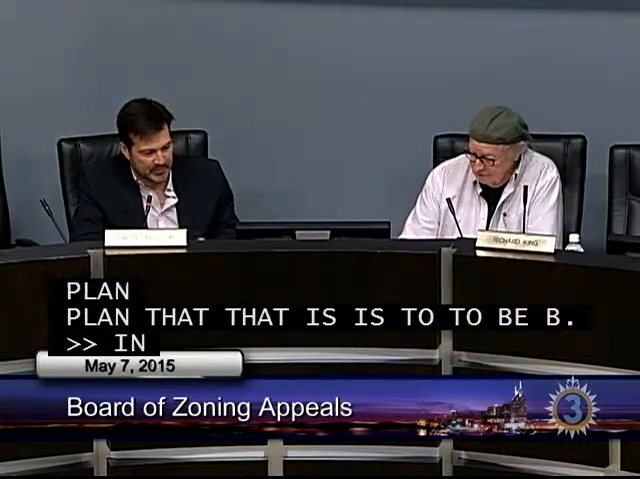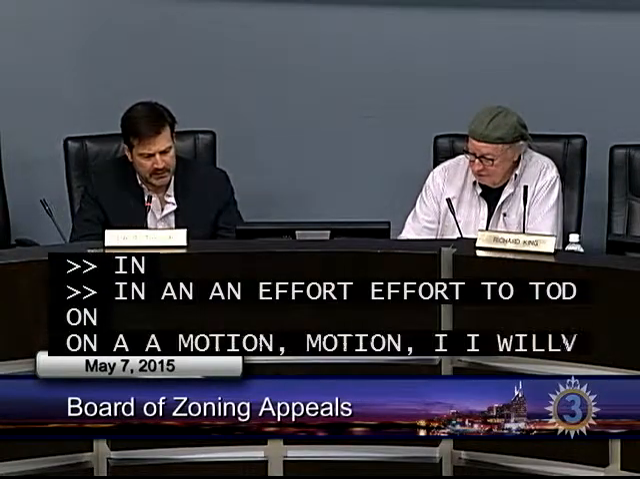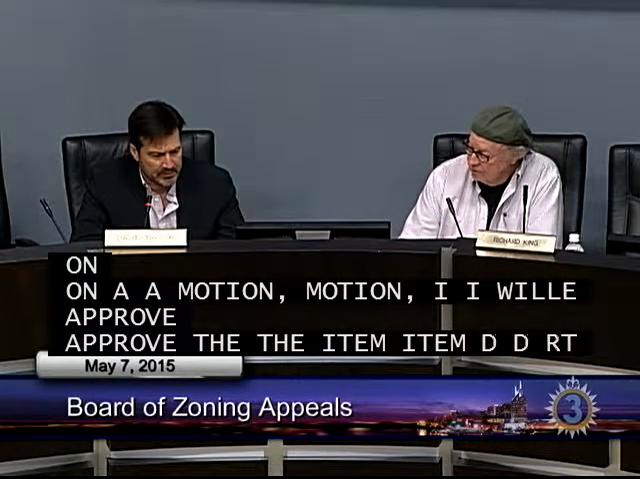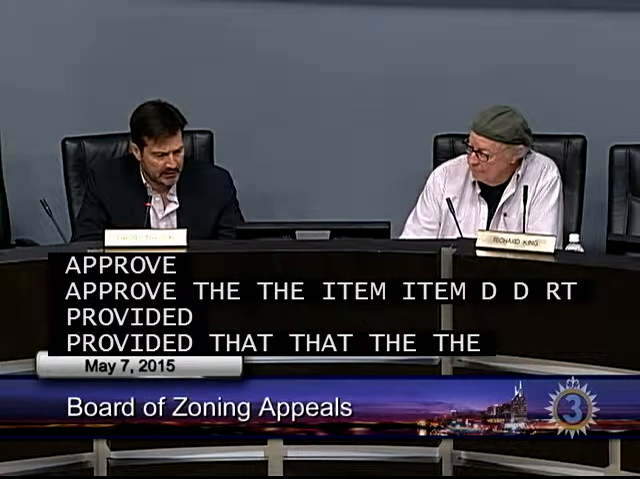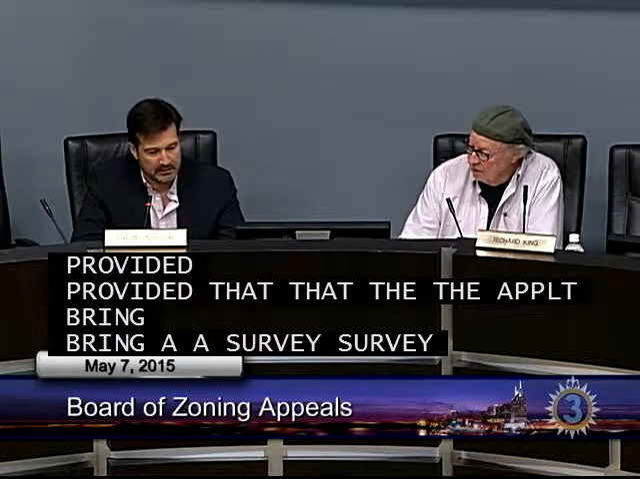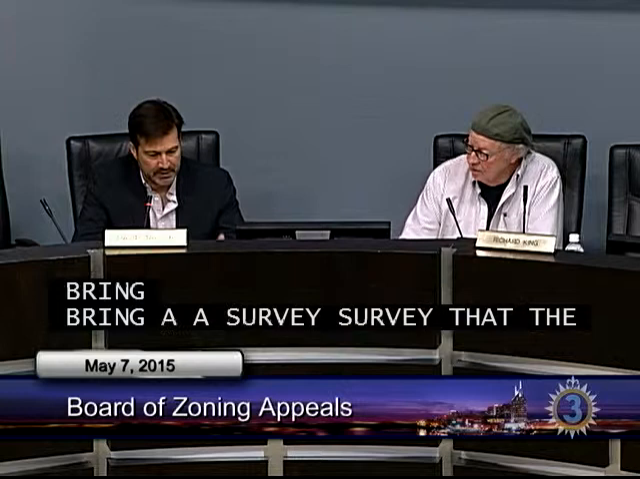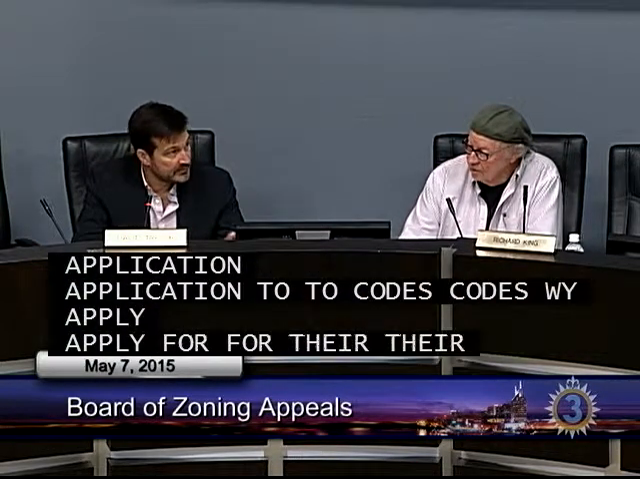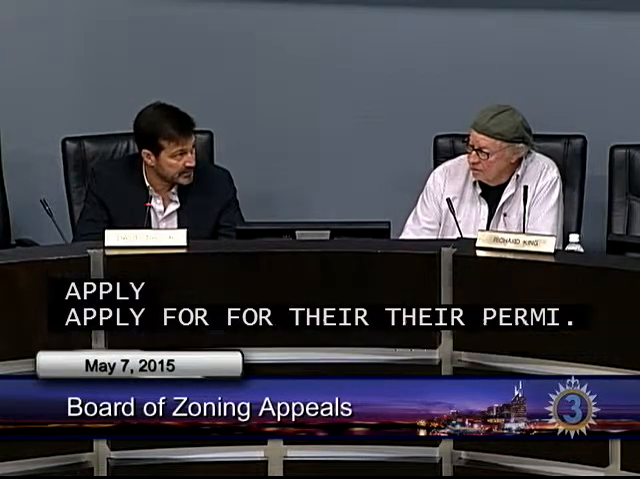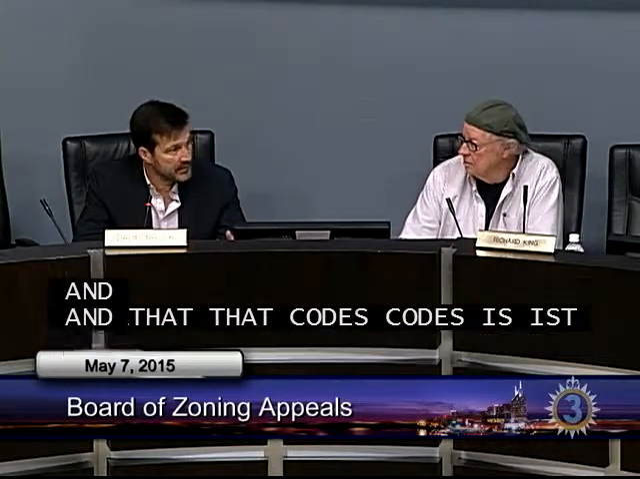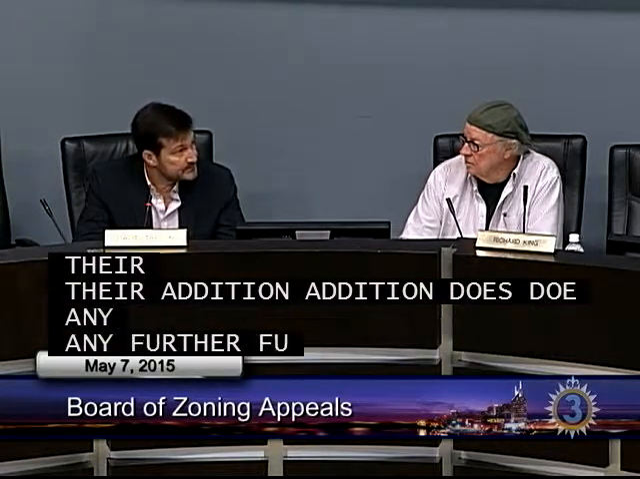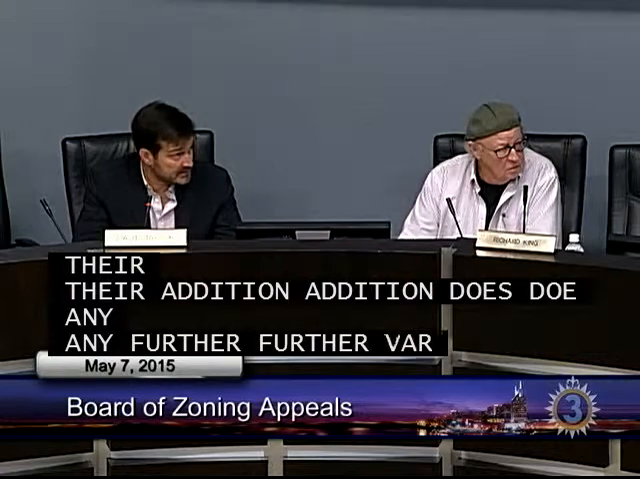In an effort to get a second on a motion, I will move that we approve the item D request, provided that the applicant bring a survey that they have conducted as part of their application to codes when they apply for their permit. And that codes is satisfied that their addition does not require any further variances. If it's out, it's out. I'll second that.